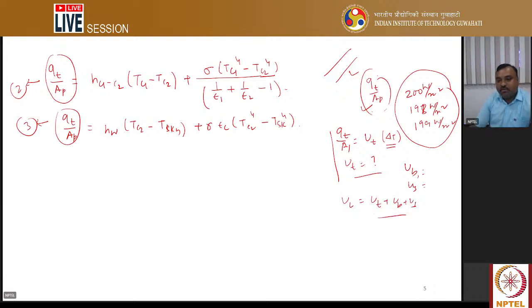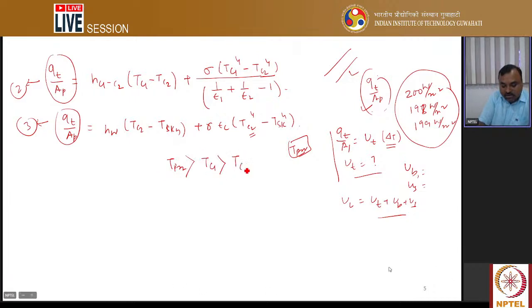Okay. Now the condition is that it is based on TPM, the average temperature of the plate. And also there are many unknowns like TC2 and TC1. Okay. But what strategy could you follow? As I said, TPM is greater than TC1, which is greater than TC2.